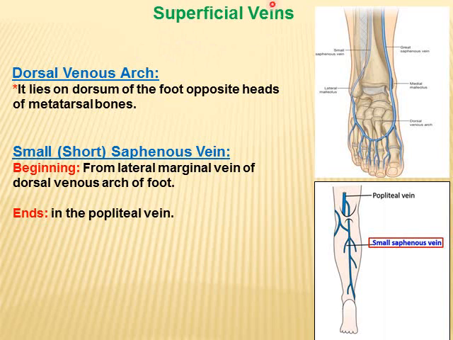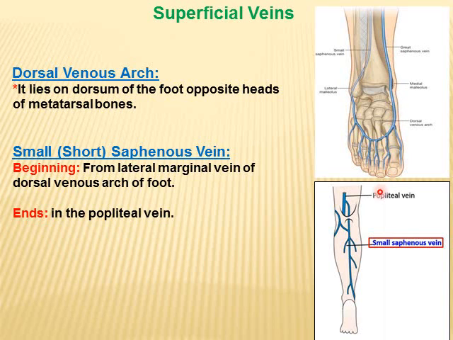Starting with the superficial veins of the lower limb, we start with the dorsal venous arch. It lies on the dorsum of the foot opposite the heads of the metatarsal bones. It receives the venous blood from the dorsal metatarsal veins, which are formed by the union of the dorsal digital veins. Its lateral end gives the short saphenous vein, while its medial end will give rise to the great saphenous vein.